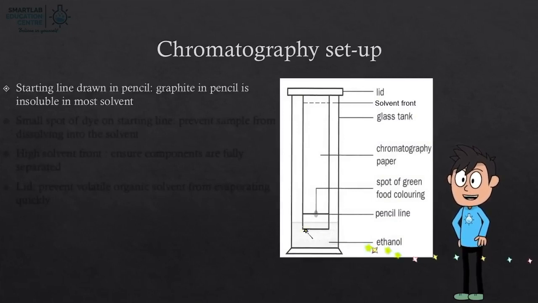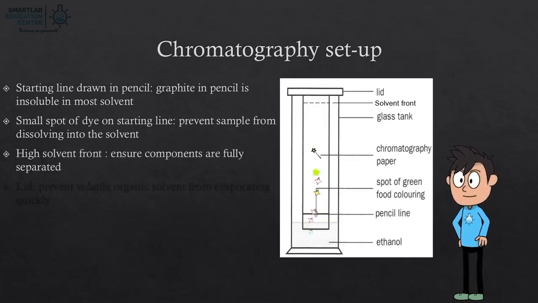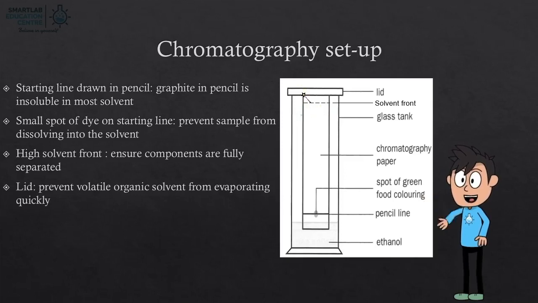Starting line drawn in pencil, as graphite in pencil is insoluble in most solvent. Small spot of dye on starting line, to prevent sample from dissolving into the solvent. High solvent front, to ensure components are fully separated. Lid, to prevent volatile organic solvent from evaporating quickly.